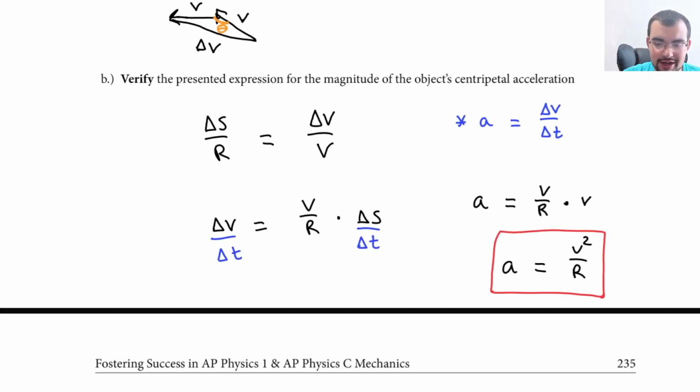So anytime you're turning at all, this would be the radial component.